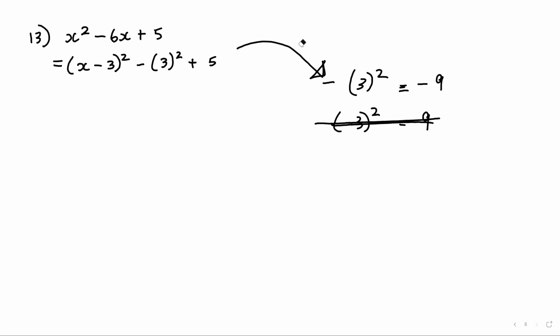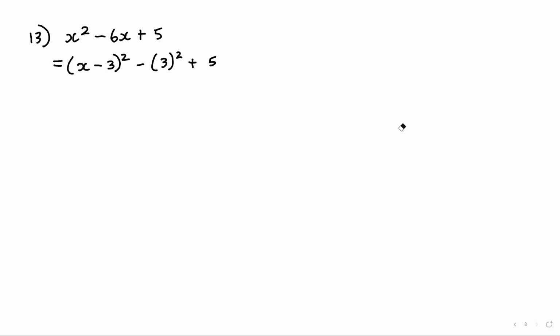All right, so let's finish. So this would be x minus 3, all squared, take away 3 squared, which is 9, plus 5. So then this would be x minus 3 squared, negative 9 plus 5 is negative 4. That's the first one.